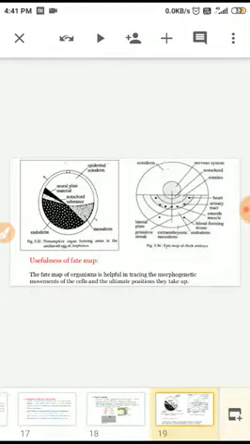Usefulness. The fate map of an organism is helpful in tracing the morphogenetic movement of the cells and the ultimate position they take up in the future. This is very helpful for knowing which layer will give rise to ectoderm, which to mesoderm, and which to endoderm, which will form blood-forming tissue, where the heart forms, and which layer gives rise to the heart. This is very helpful. Thank you guys.